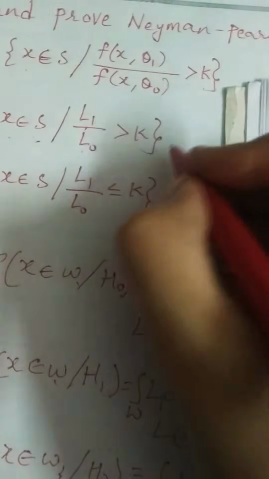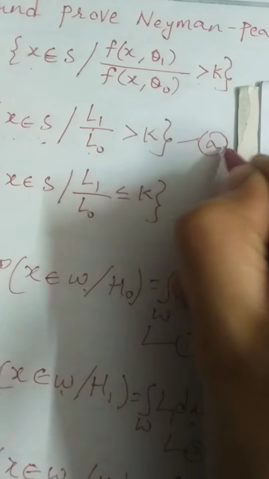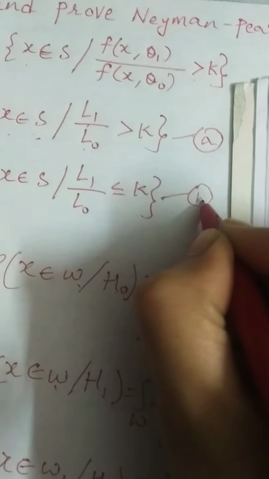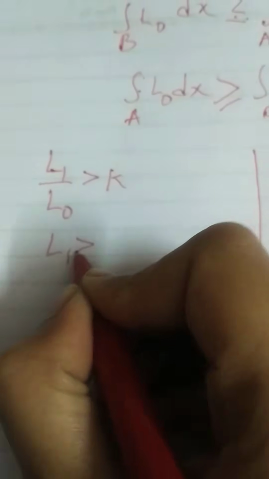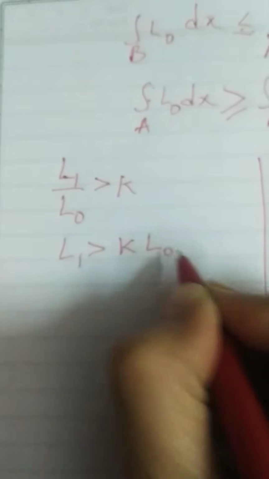I will put here a line, students, so that it will be easy for me to show you in my video. Okay. So after this point I am coming here, I am writing L1 by L naught greater than k. From where I have got this one, right? I will denote it as equation A and B. From this equation A I have taken this one. So I can cross multiply this L1 greater than k L naught, right?